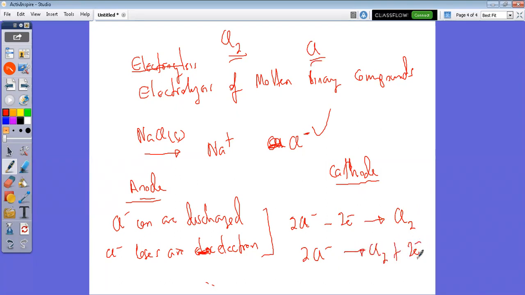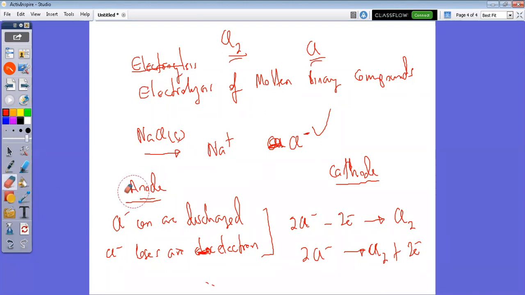Cl2 plus 2 electrons. Clear? Making sense? So if they ask you for an observation of the electrolysis of molten sodium chloride, what is chlorine gas? So we say the observation: chlorine is a greenish yellow gas. A greenish yellow gas is formed at the anode. That's the observation. Clear? Greenish yellow gas, which is chlorine, is observed at the anode.